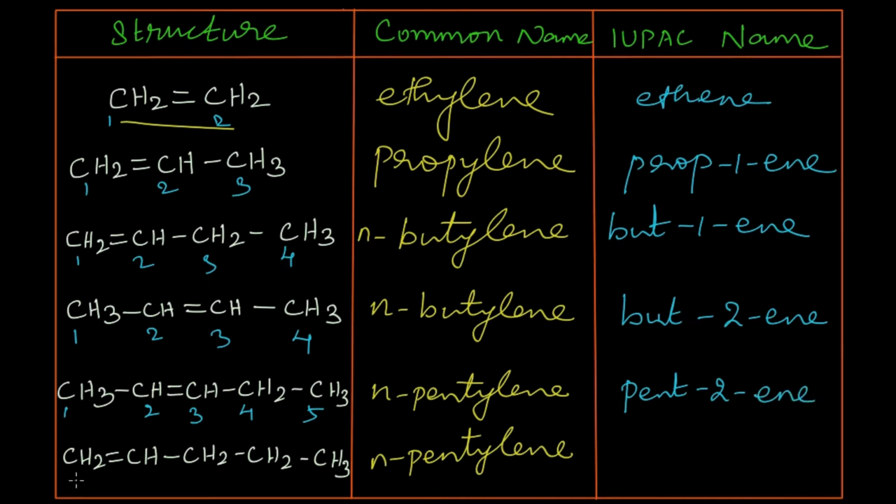Pent-2-ene. And now the last compound, 1, 2, 3, 4, 5. 5 carbons are there. So the prefix will be pent. And to which carbon is the double bond attached? To the first carbon. So pent-1. If the double bond is present, what will be the suffix? Ene. Pent-1-ene. We can call it 1-pentene, 2-pentene, and this as 2-butene, and this as 1-butene, 1-propene. Either we give the number in the middle or at the first. It doesn't matter. It depends upon your syllabus.